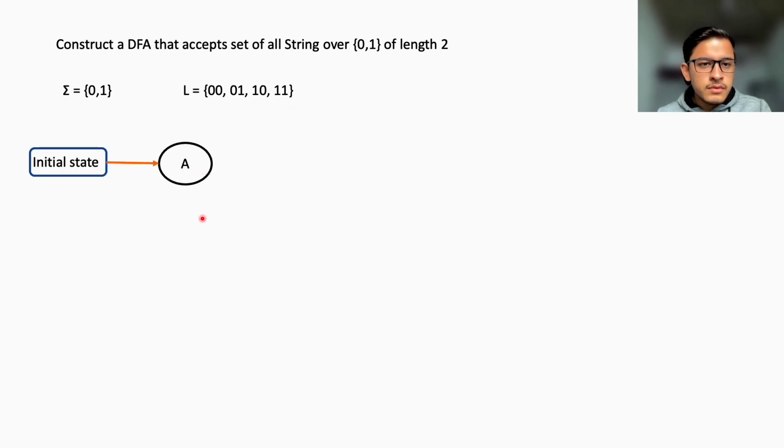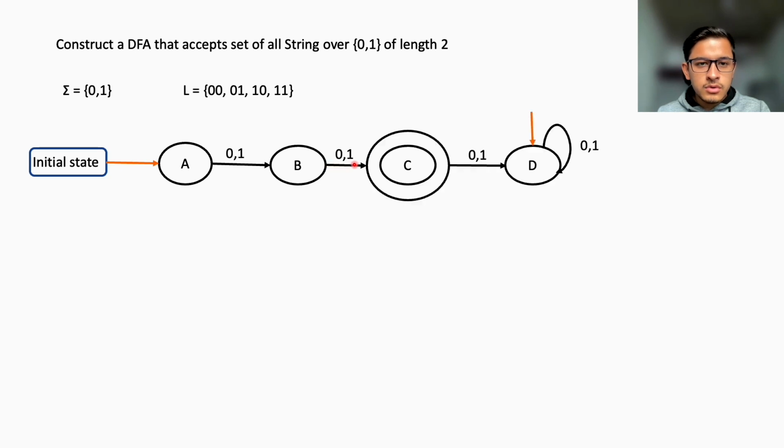We have defined A as an initial state, the arrow coming from nowhere to A means that it is an initial state. This A would accept some input, 0 or 1, and go to another state. Let us say that state is B. When 0 or 1 is accepted by A, it goes to B, and again B would take an input, 0 or 1, and go to C. So now at C we have a string of length 2. You can say from A to B the length is 1, and B to C the length is 2.